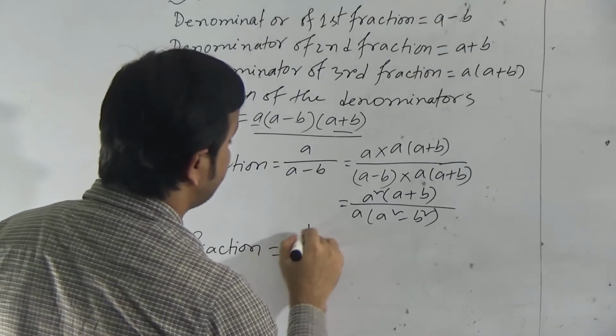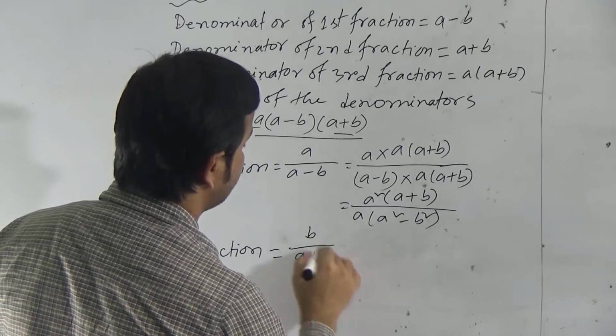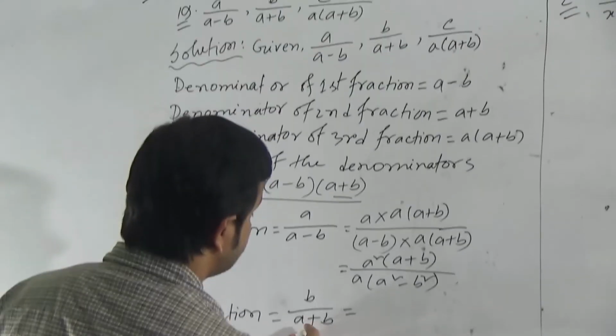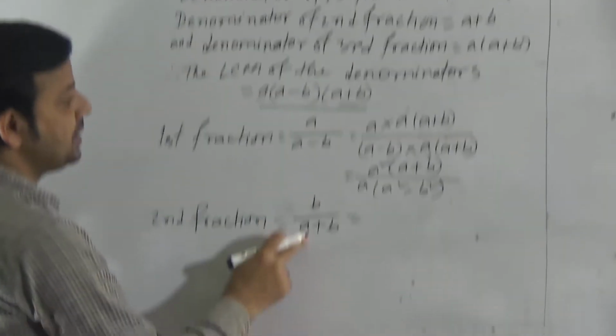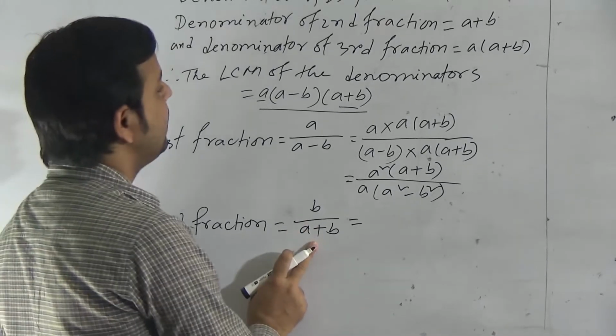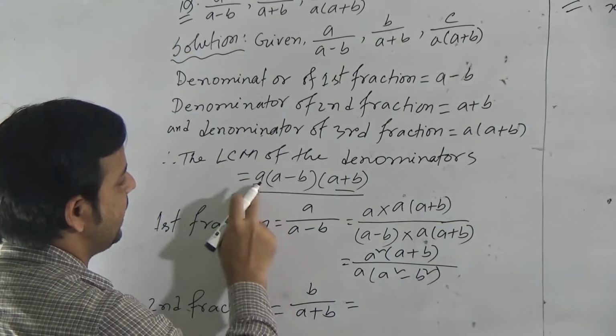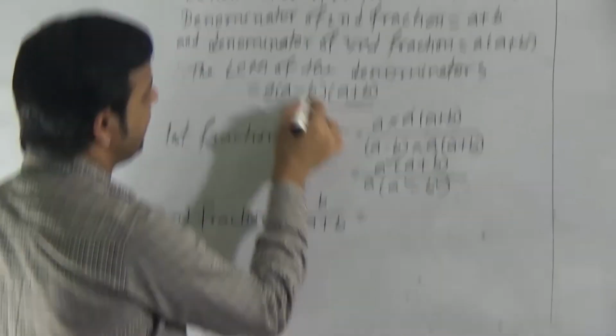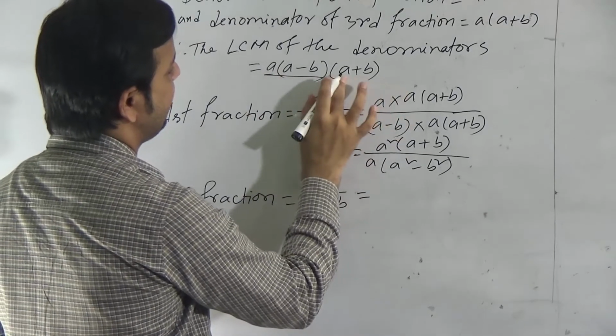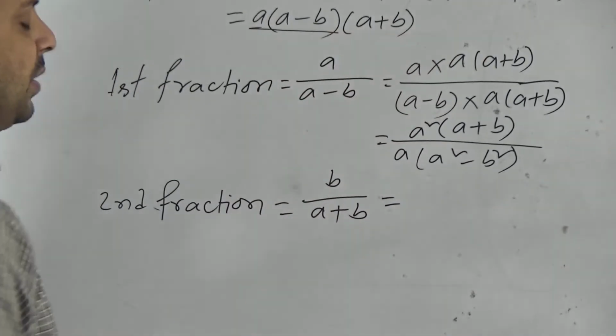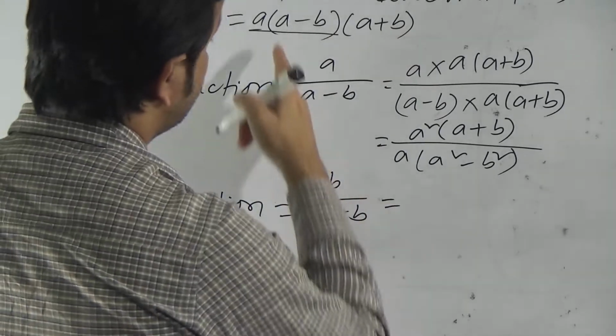Second fraction means b by a plus b. Now the denominator of the second fraction is a plus b. So if we divide the LCM by a plus b, we will get a into a minus b. These two factors we will get, so this will be the quotient.